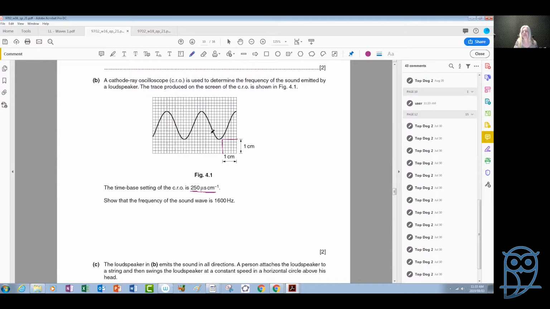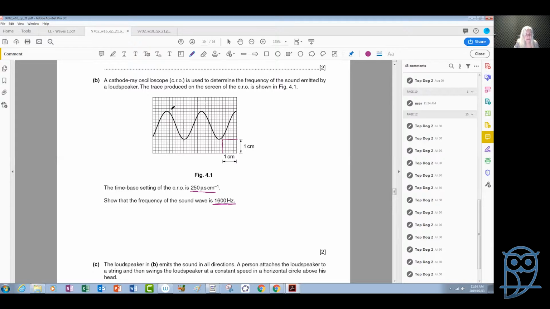In other words, they give us the period of the oscillations by counting how many squares we have. So 250 microseconds per centimeter. Show that the frequency of the sound wave is 1,600 hertz. Okay. So here we can find, first of all, the period, and from the period we can find the frequency of the wave. So, look at this.